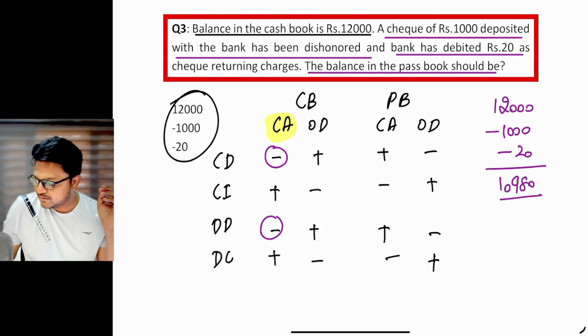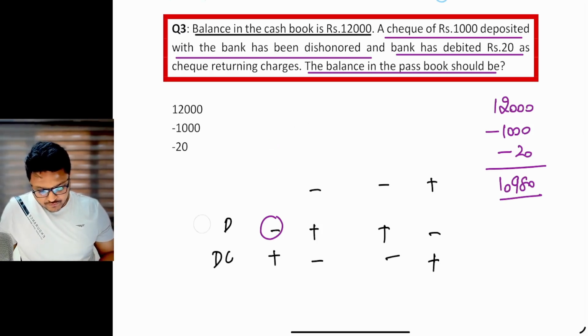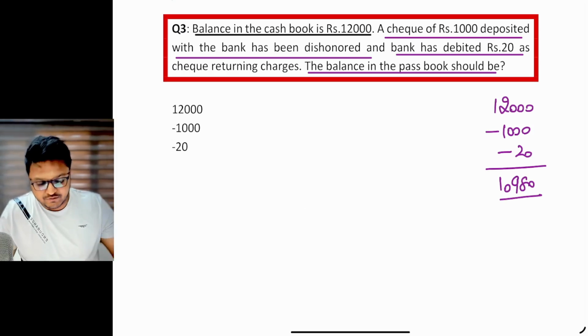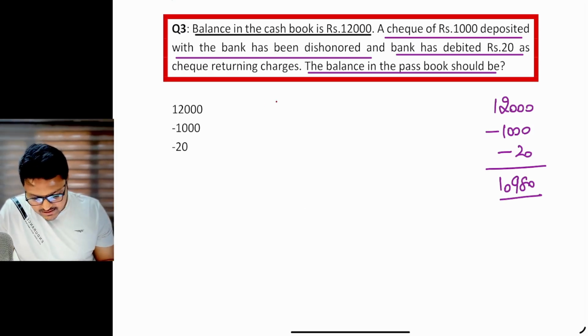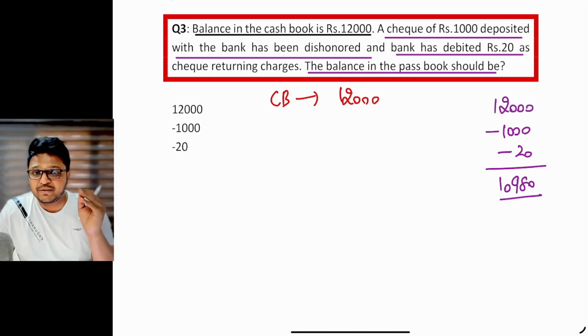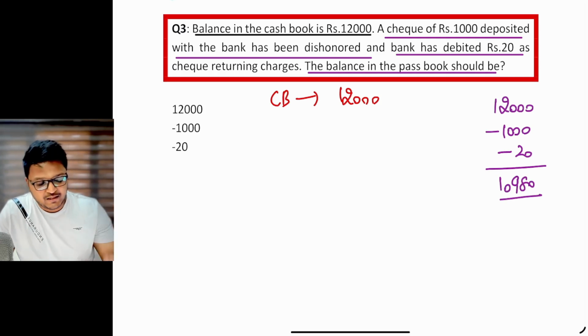Is that clear? Now, even if we think about the question from the very basic perspective, let's try to crack it down and see how it's working, right? So the balance of the cash book is given to be 12,000 over here. This is the cash book balance, right? And further, a check of rupees 1,000 deposited, that you have deposited the check but it has been dishonored, means that your cash book balance must be higher than the passbook balance, because it has been dishonored now and you have already recorded it in the cash book, so it must be subtracted.